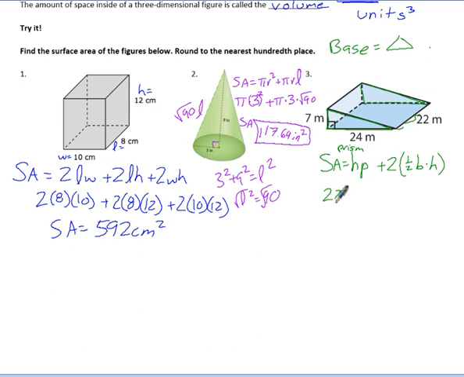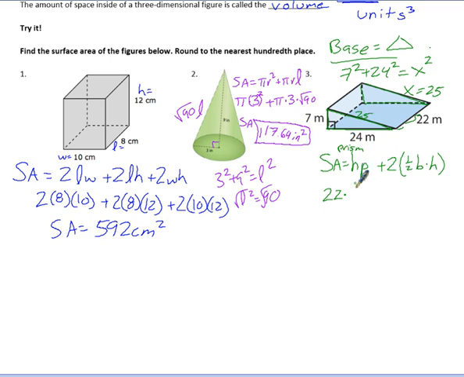So that H is going to be 22 times, and then that P represents perimeter of the base. Once again, the base is a triangle. So to find the perimeter of that triangle, it's going to be 7 plus 24 plus, we don't know what that side is. So once again, Pythagorean Theorem to the rescue. When you calculate this out, you should get that x is equal to 25. So we'll put a little 25 there.